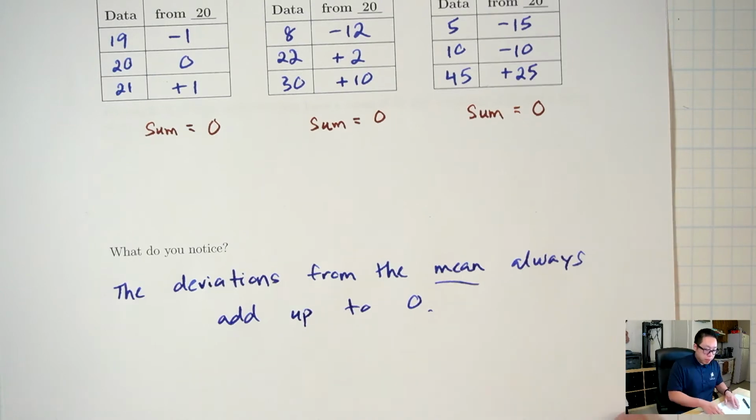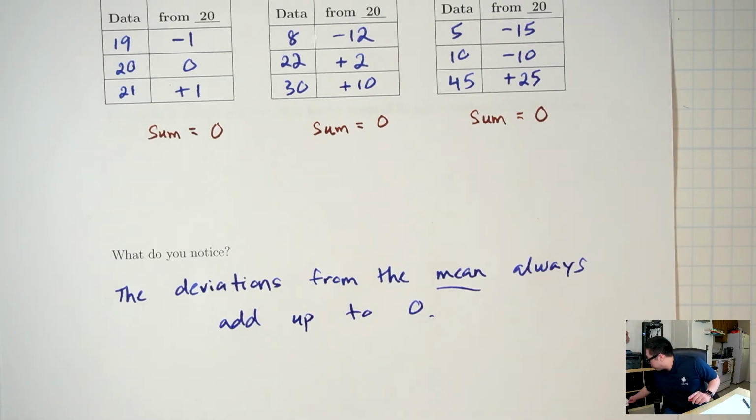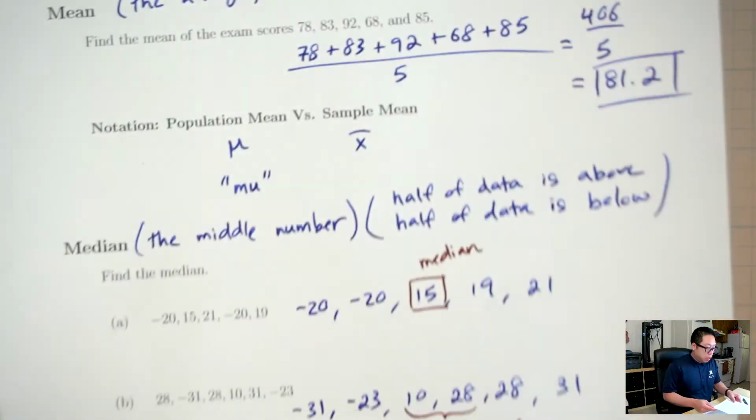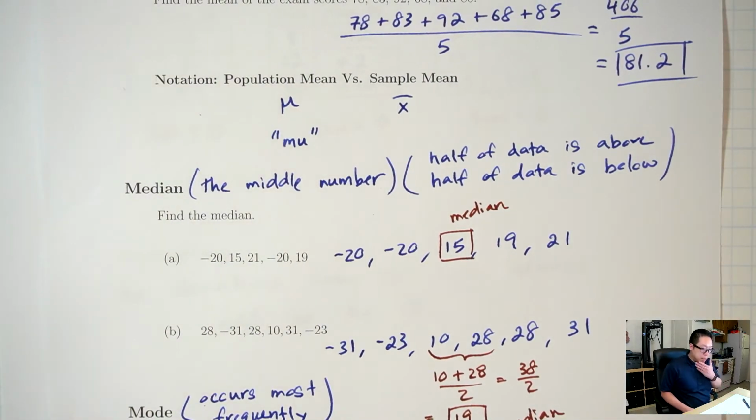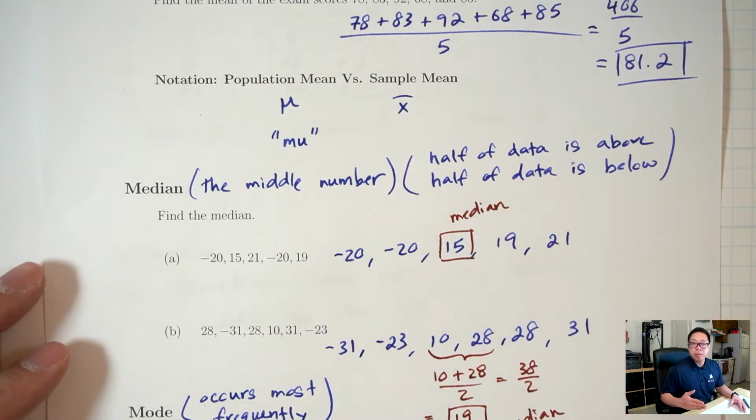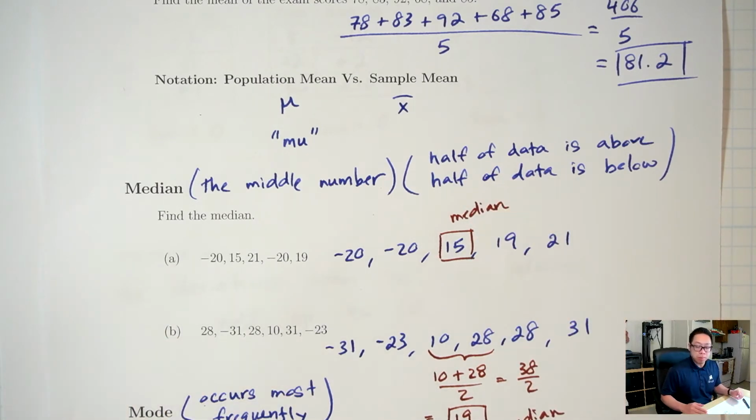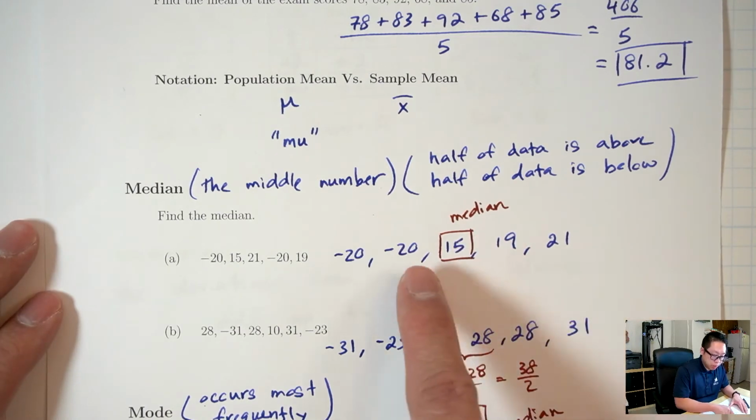Okay, so I'm going to go back here and talk a little bit about the median versus the mean. So when we talk about the median, I said it was the middle number. So it's the middle number in the sense that it balances how many is above versus how many is below. So this is the median because there's 2 above and 2 below.